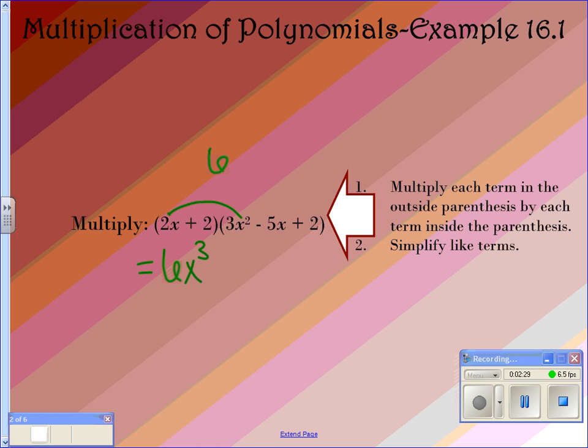Can y'all see the green? No. 2x times negative 5x. That better? Any questions so far? Okay, 2x times 2. Okay, 2 times 3x squared.